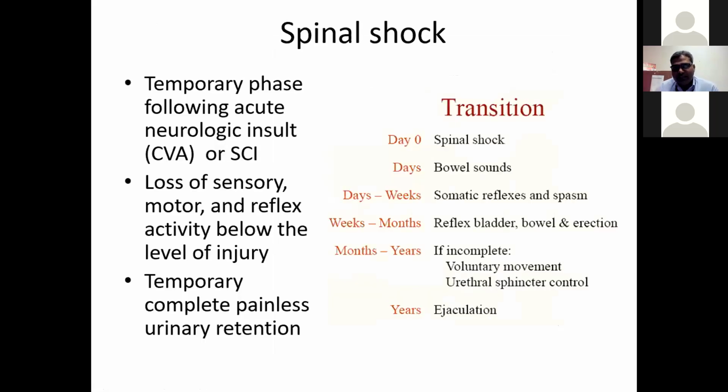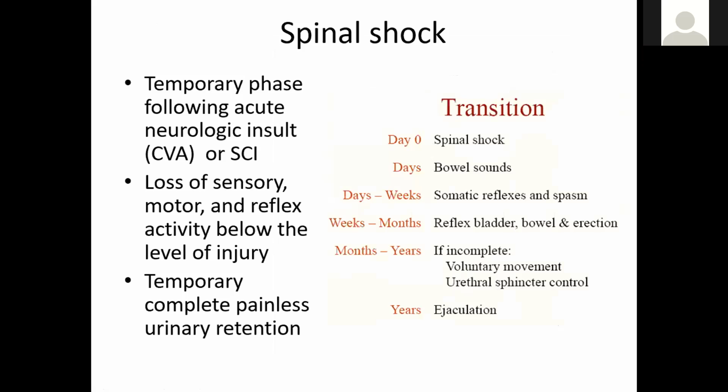Now, moving on to the specific entities and their impact on the lower urinary tract. Spinal shock is an initial temporary phase following an acute neurological insult, such as cerebrovascular accident or spinal cord injury. Immediately after this insult, there is loss of sensory, motor, and reflex activity below the level of injury, and there is temporary, complete, painless urinary retention, along with bowel and sexual dysfunction.